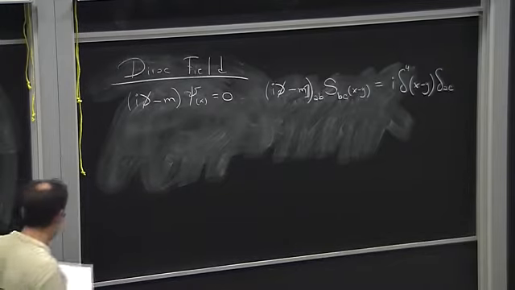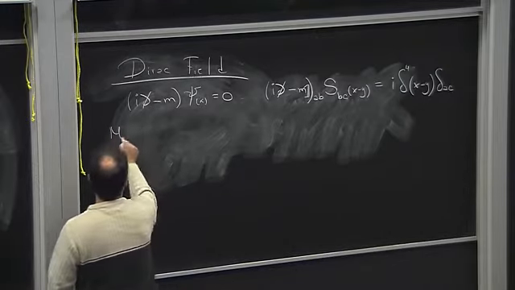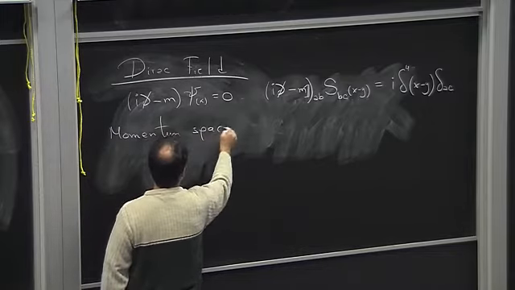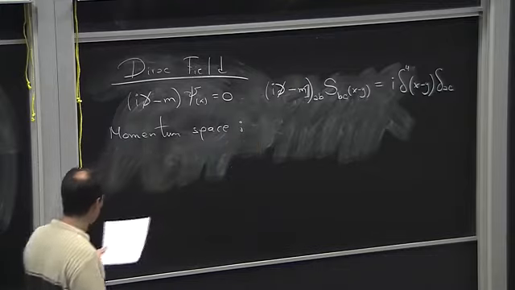So what do we do? We go to momentum space again. But won't we have problems with consistency if we're using that convention there on that?